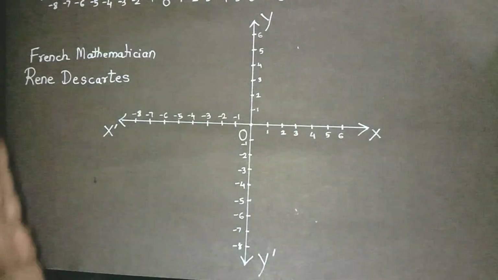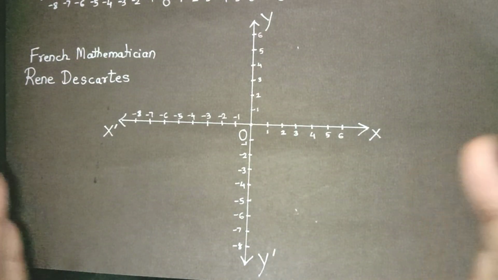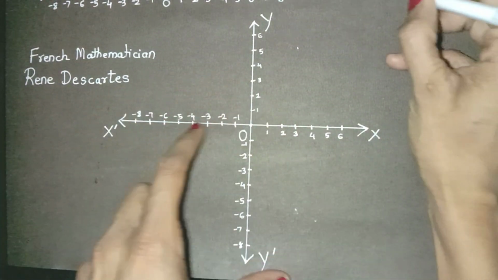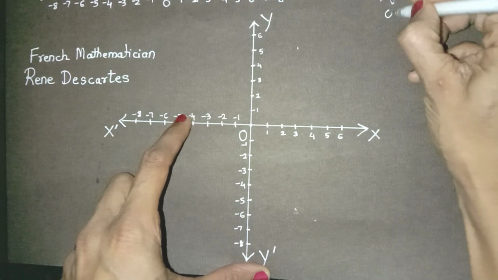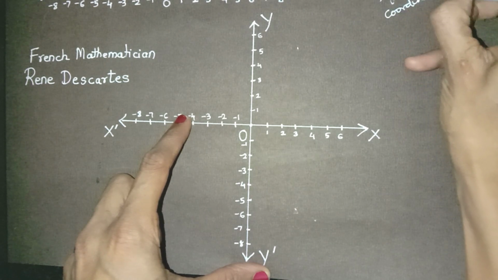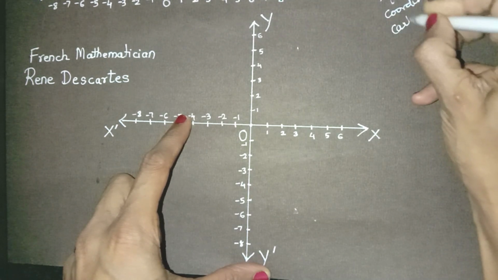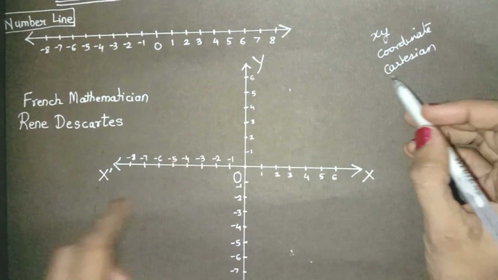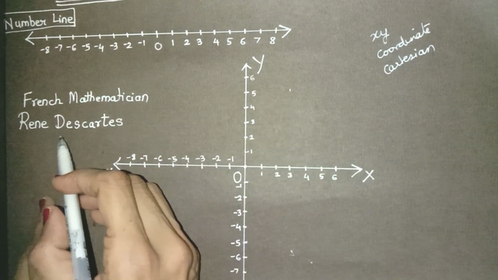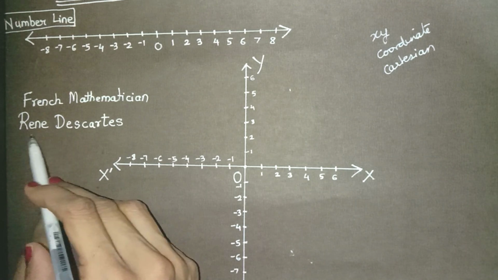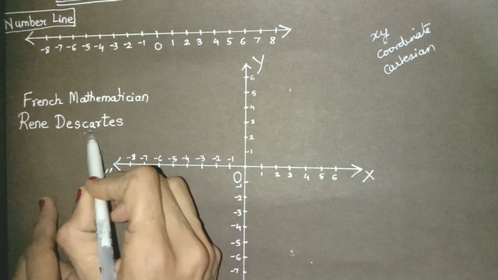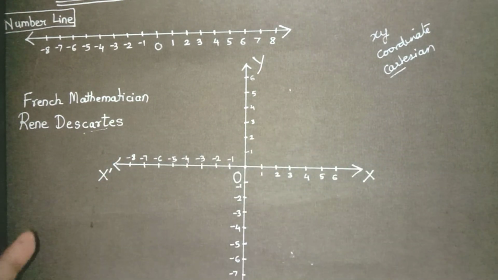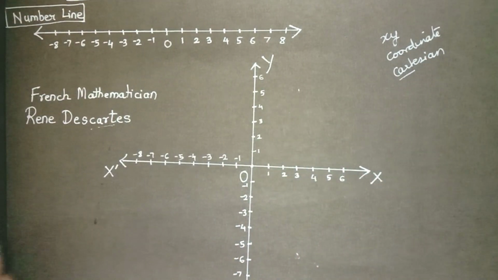So friends, this surface, this plane with the x and the y-axis is known as the xy plane, the coordinate plane, or it's also known as the Cartesian plane. You must have come across these terms. Why is it known as Cartesian? Because it's named after the mathematician Rene Descartes. So cart, that's why it's known as Cartesian. So this is the Cartesian plane.